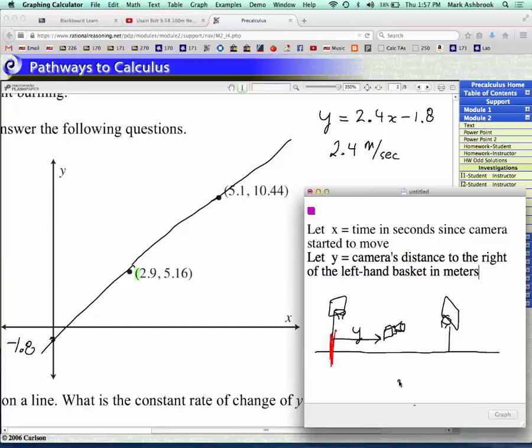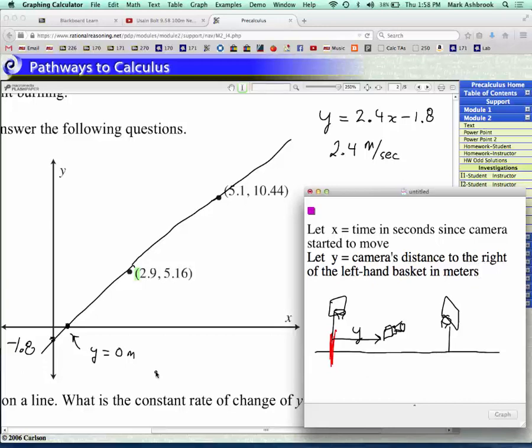All right, so what do you say? Freddie, what do you think? Negative 1.8. Can it make sense according to how I've defined these variables? No? Kate, is it 1.8 meters behind the left-hand basket? Behind. So what do you mean behind? Like to the left. Could it be to the left of the left-hand basket? What would zero be? For the zero point, it would be wherever the right of the left-hand basket is. But how far right of it are we at y equals zero? In meters, it would be 0 meters. So where would the camera be? Right on the basket.